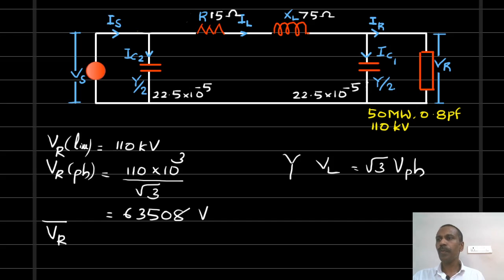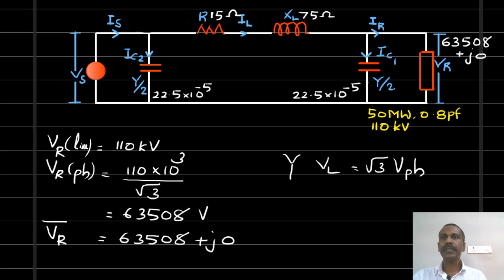We have to write all parameters in the vector form, which is equal to 63508 plus J0, because we are taking the receiving end voltage as the reference vector. So it is 63508 plus J0.